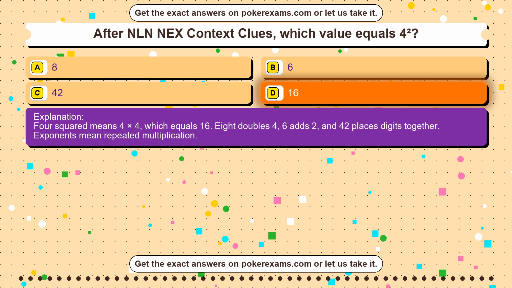4 squared means 4 times 4, which equals 16. 8 doubles 4, 6 adds 2, and 42 places digits together. Exponents mean repeated multiplication.